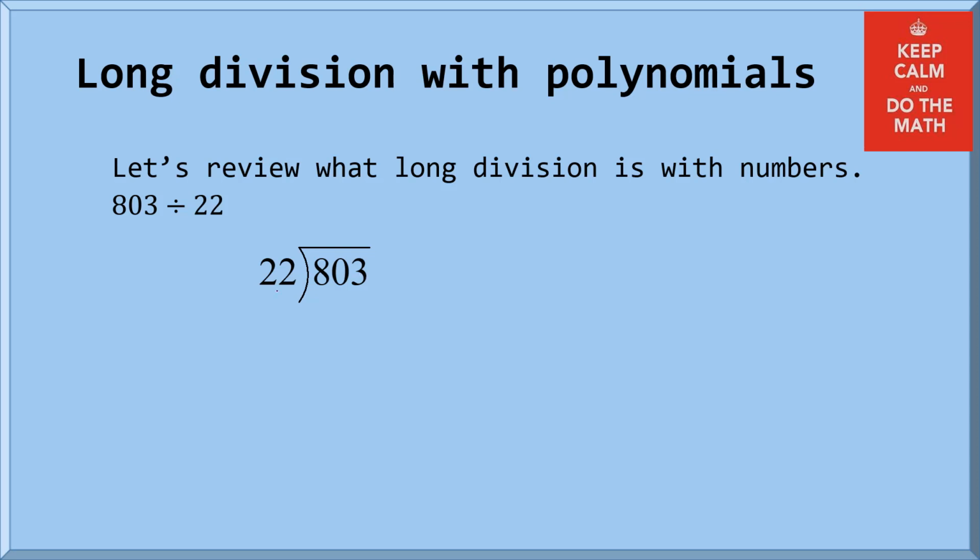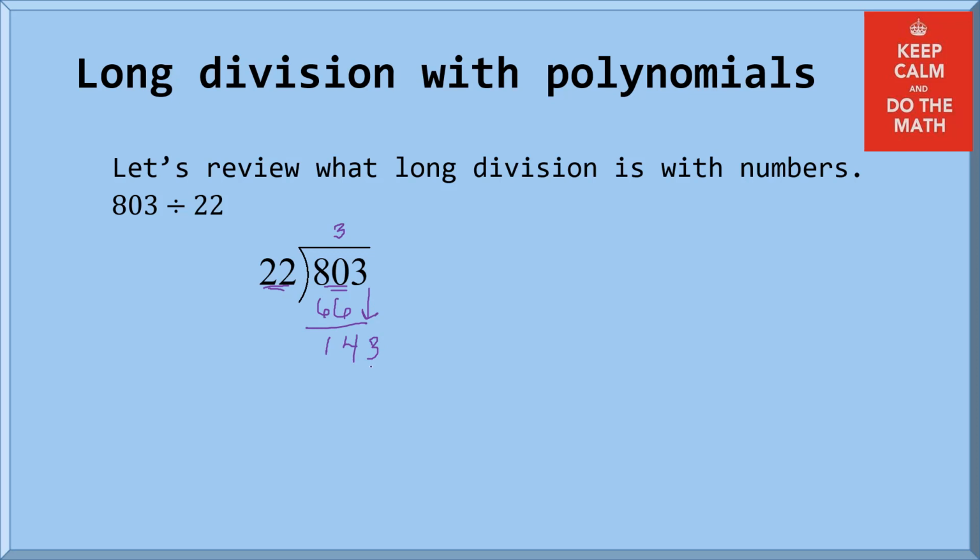So the basic process was to take the divisor here, 22, and since it was 2 digits, I'd go to the first 2 digits of the number and say, okay, how many times is 22 going into 80 without going over? So in this case, let's try 3. 3 times 22 is 66. And as long as my remainder is less than 22, that works. So 66 from 80 is going to give us 14. Now we need to bring down the next number in line, which is 3.